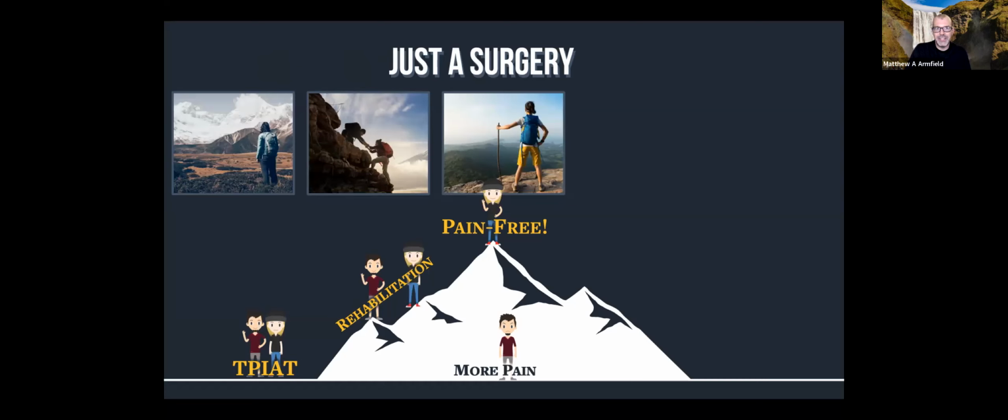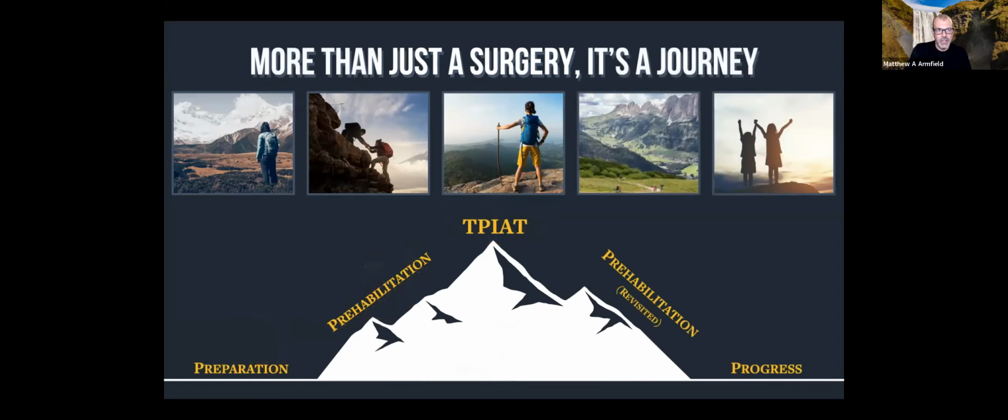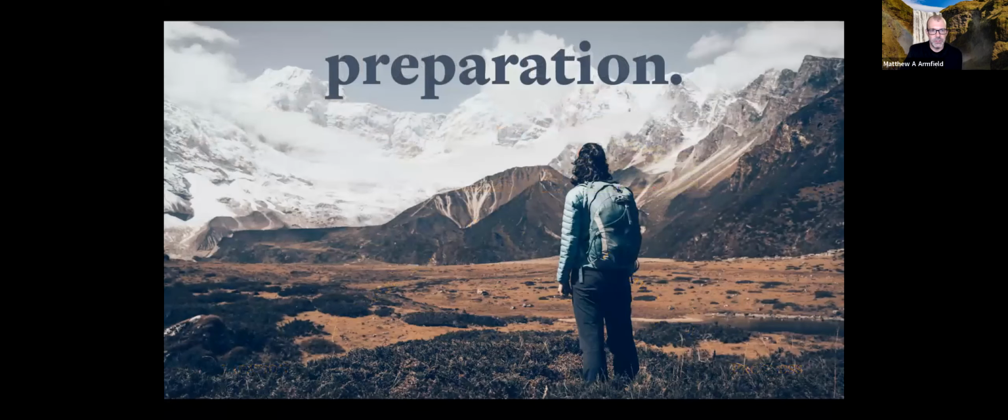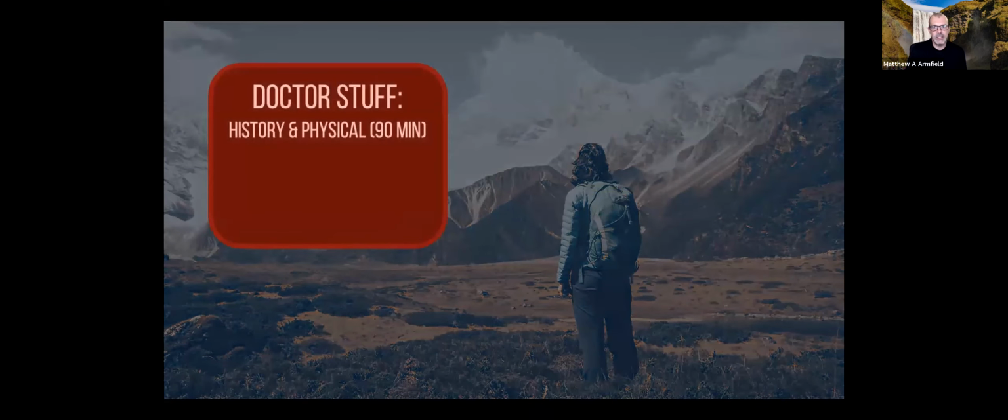So this is our approach now. It's more than just a surgery, it's actually a journey. And so you have preparation, prehabilitation, TPATE procedures at the peak of their pain really in the journey, then prehabilitation revisited afterwards, and then you can see progress. So talking about each of those individual steps, for preparation, this occurs at our initial evaluation when I meet with the patient and family for the first time.